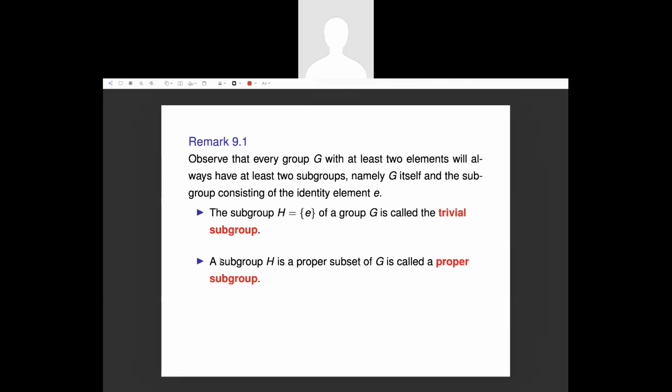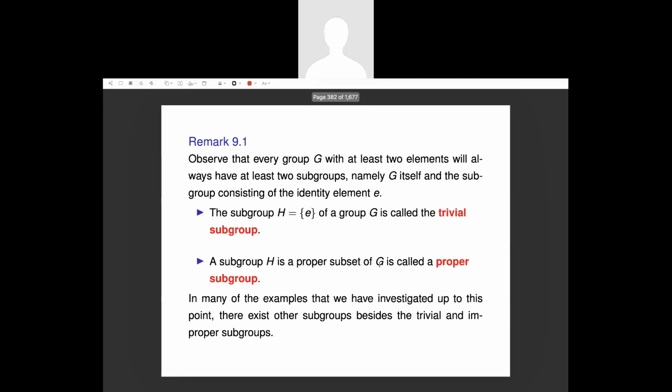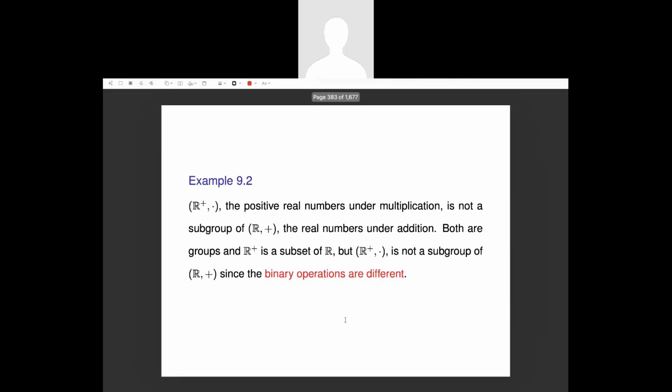A subgroup H that is a proper subset of G is called a proper subgroup. So if it is not the trivial subgroup, then we say that H is a proper subgroup. Many examples have been illustrated on this point. There exist others besides the trivial and improper subgroups.